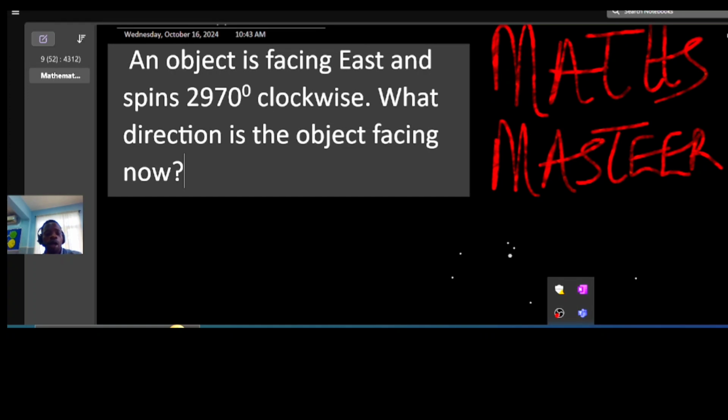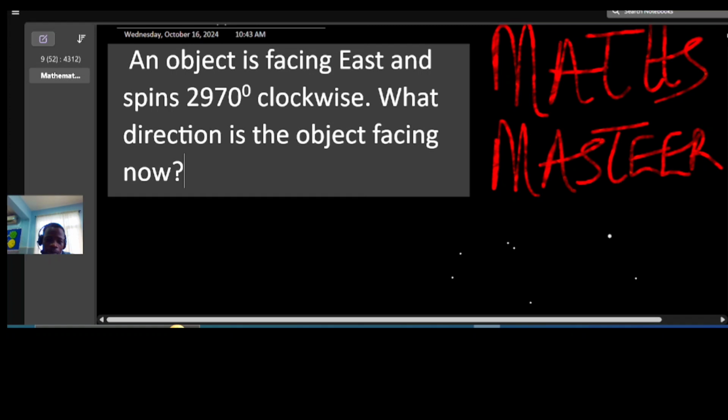So we have a question. An object is facing east and spins 2,970 degrees clockwise. What direction is the object facing now? This is just a question that can be asked, or you can try to understand, when I spin this object around this way, or in the compass direction, where will it be? What direction will it be exactly at a particular time or at particular degrees? That's the fun feeling part of mathematics.